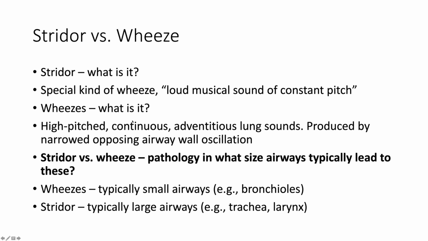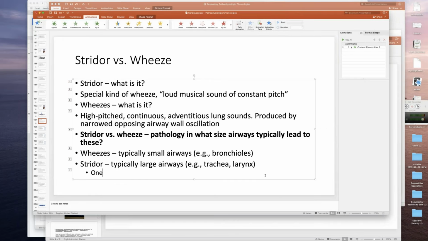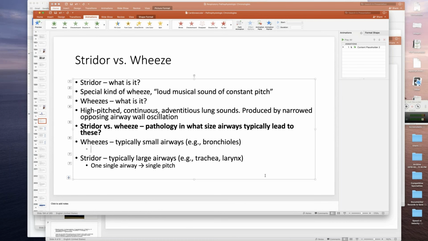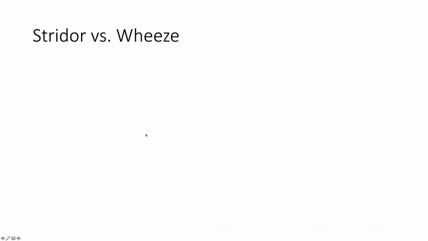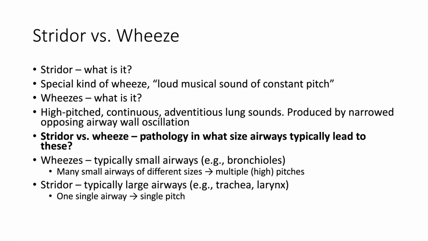Yeah, exactly. I like that explanation so much. I'm actually going to change what I wrote. So it's one single airway, which should give you a single pitch. If you've ever played recorder in elementary school, it's one pitch. A flute gives you one pitch. But now imagine 100 recorders, all slightly different sizes from each other. They're going to give you different pitches. That's the way I would make sense of why there's one pitch in one and not the other. Great. That was awesome.